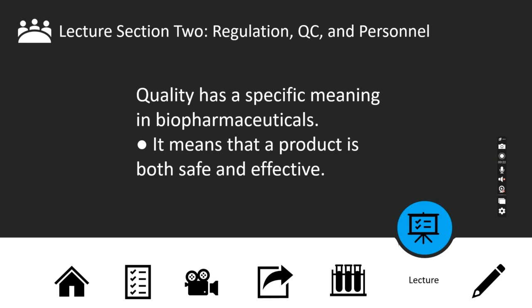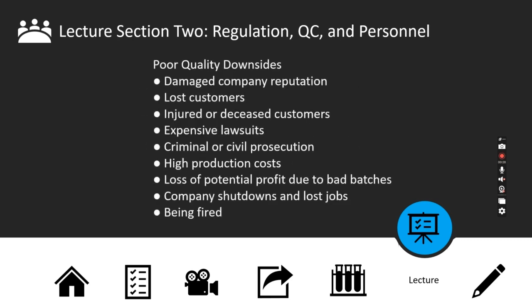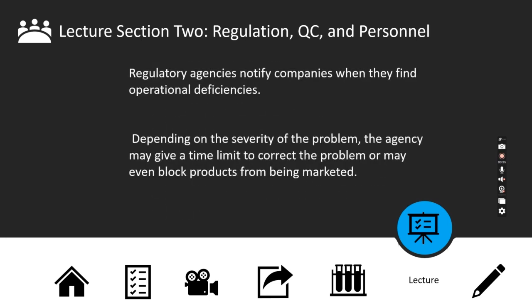Quality has two facets: safety, which we already talked about, and efficacy, which we already talked about as well. These are some of the downsides to poor quality. Regulatory agencies such as the FDA notify companies when they find operational deficiencies, such as when they're going through those different types of inspections we talked about earlier. Depending on the severity of the problem, the agencies may give a time limit to correct the problem, or maybe even block products from being marketed.